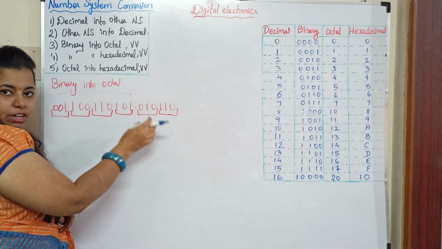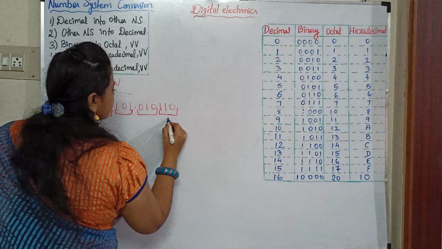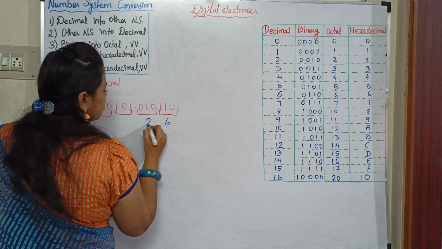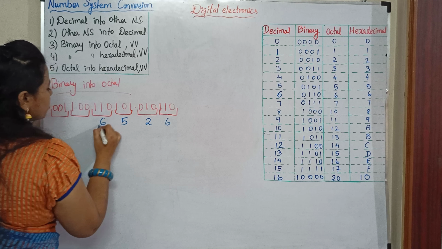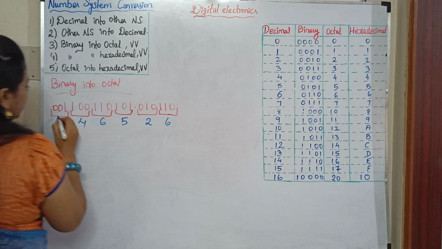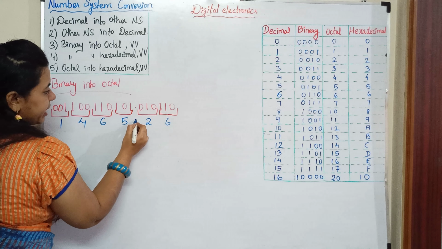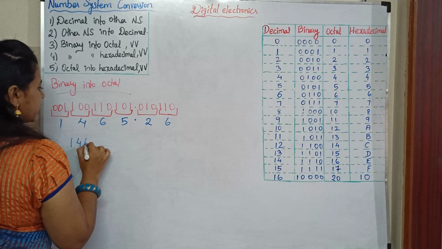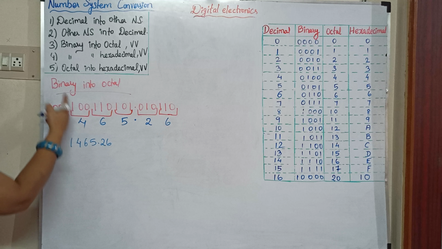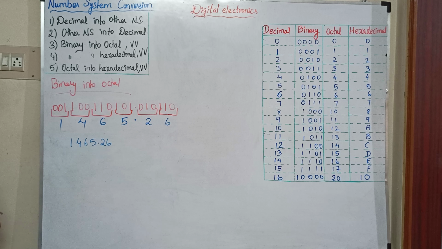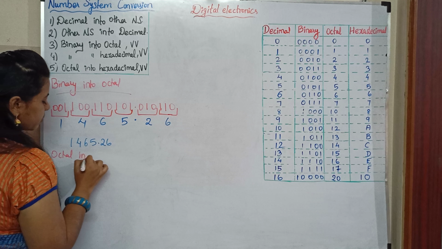Now write the octal equivalent for the 3 bits. 110 is 6, 010 is 2, 101 is 5, 110 is 6, 100 is 4, 001 is 1. So here you have point. So 1465.26. This is the octal equivalent for the binary number. This one. Next one, octal into binary.